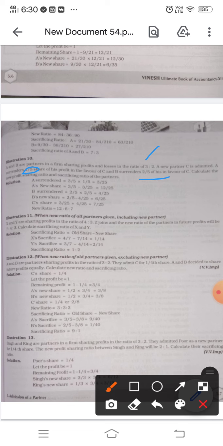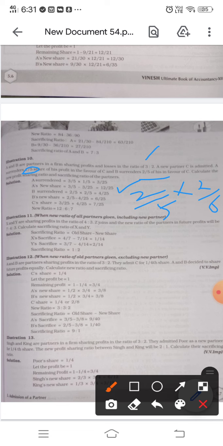And A's new share is old minus sacrificing. That is the new share. Finished? Next, come to the B. How much is he sacrificing? That is, what is his old share? That is 2 by 5. So in this he is surrendering 2 by 5. So 4 by 25. And then we have to calculate the B's new share, that is old minus sacrificing.